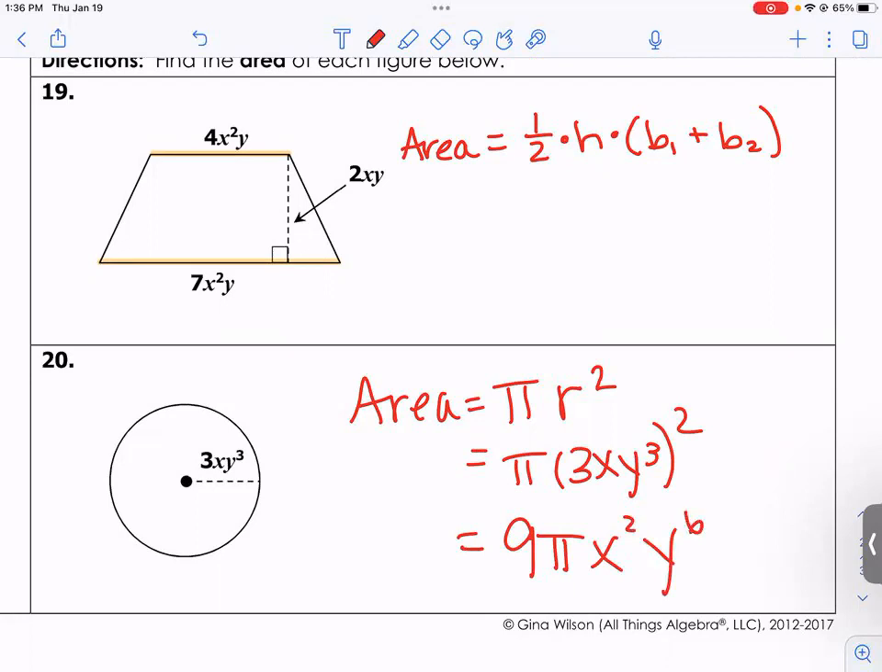Your homework is page 6 and 7. I need the calculators back. So whoever got them out, since you got them out, how about you go ahead and take them back?